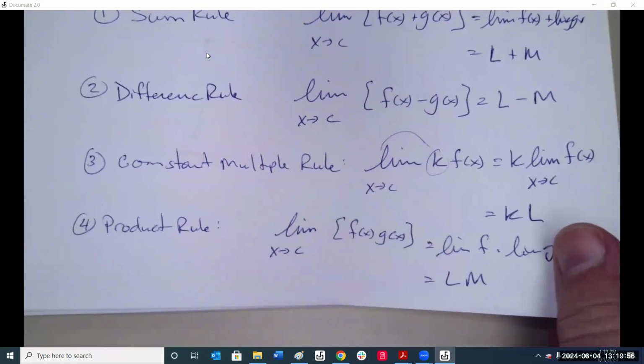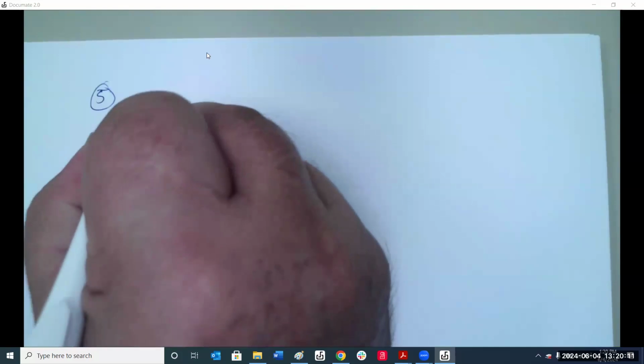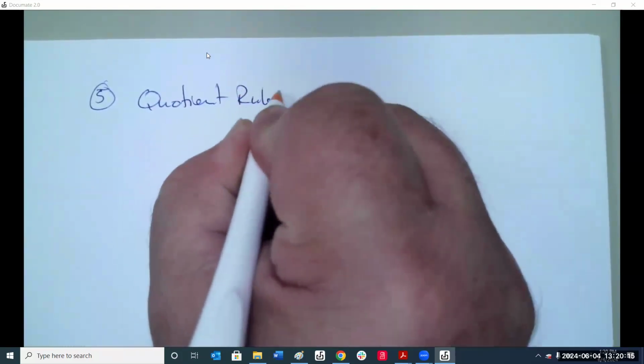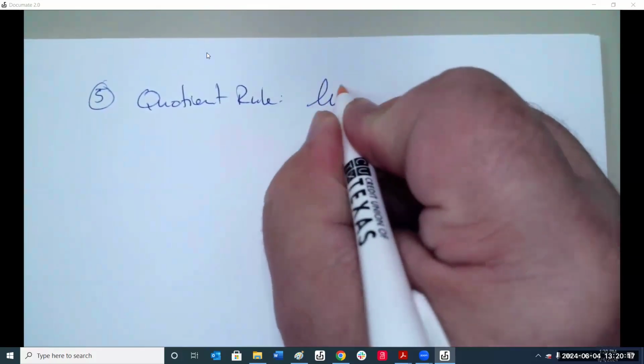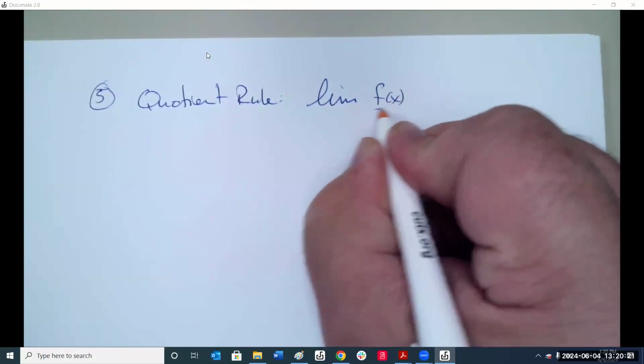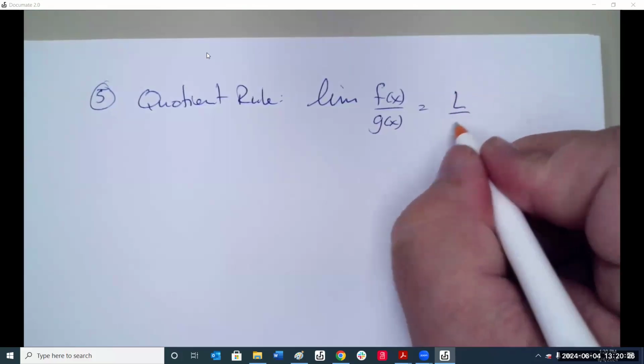Can you guess what the quotient rule is going to be? The limit of f over the limit of g will make it. Yep. The limit of f of x over g of x is L over M.